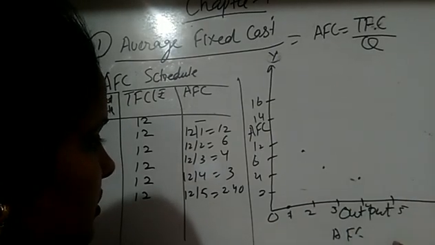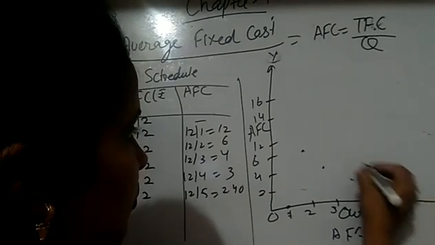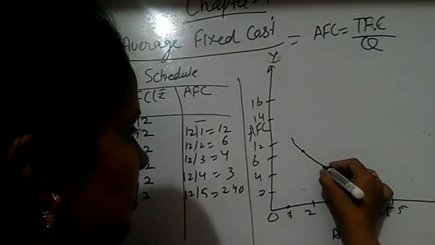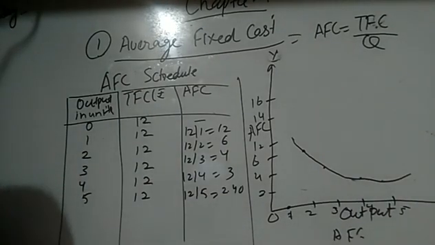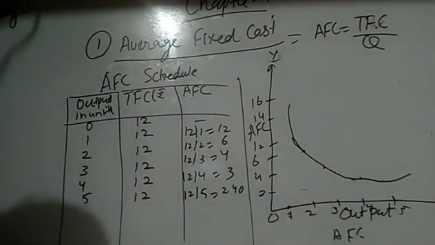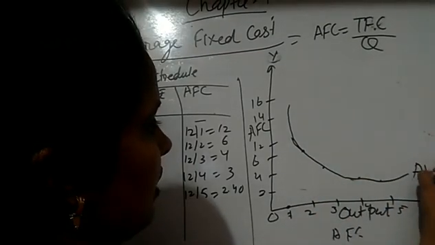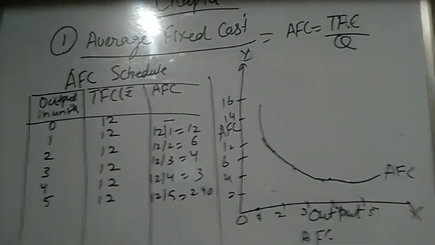When output is 5, average cost is 2.40. Okay, so this is average cost. Clear students? So this is the average cost curve, the average fixed cost curve. Okay students, see.